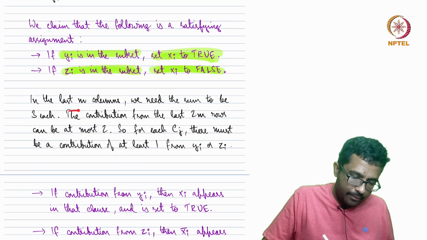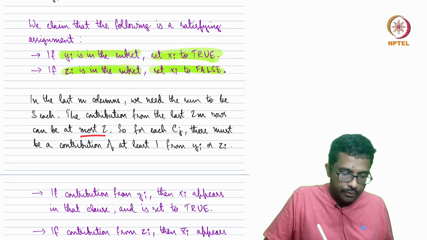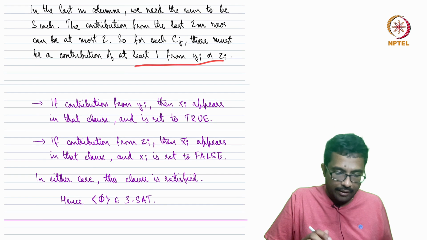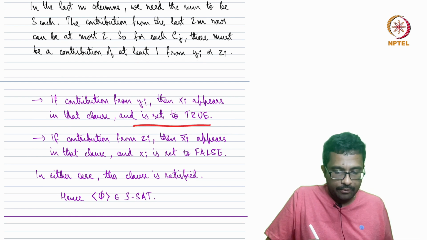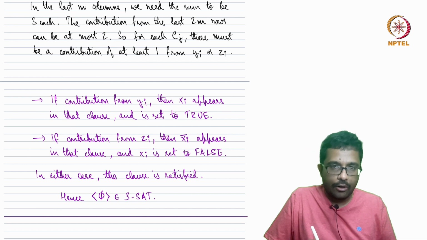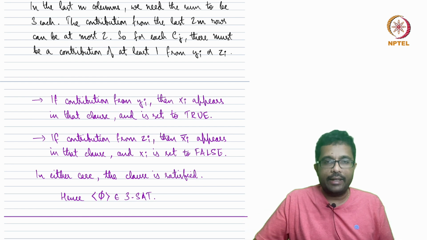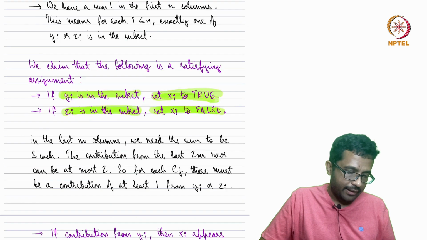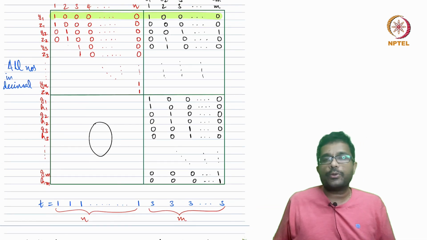So in the last m columns, we need the sum to be 3 each, and the contribution from the bottom part is at most 2. So for each cj, there must be a contribution of at least 1 from yi or zi. If the contribution is from yi, then xi appears in the clause and it is set to true. If the contribution is from zi, then xi complement appears in that clause and xi is set to false, which means xi complement is true and hence satisfies that clause. So in whichever case, the clause is satisfied.